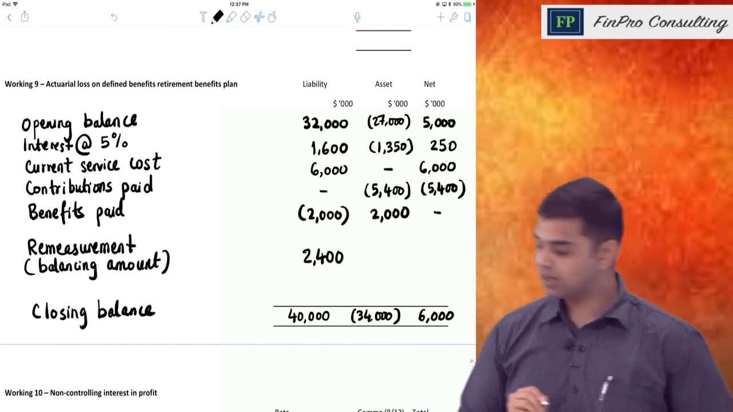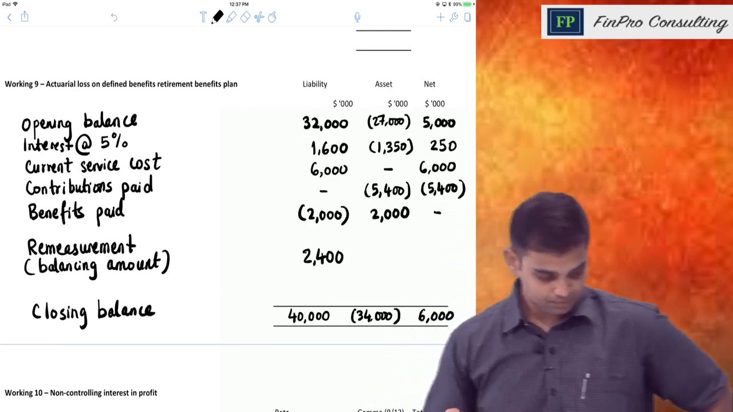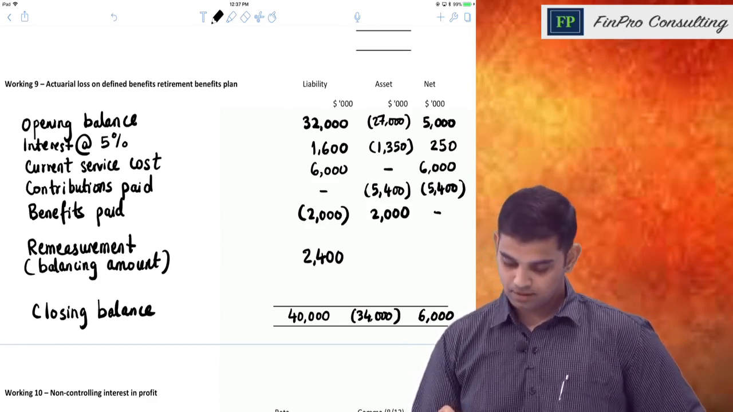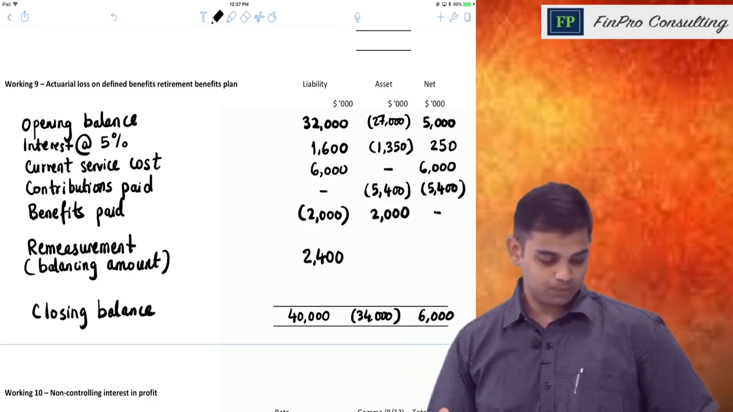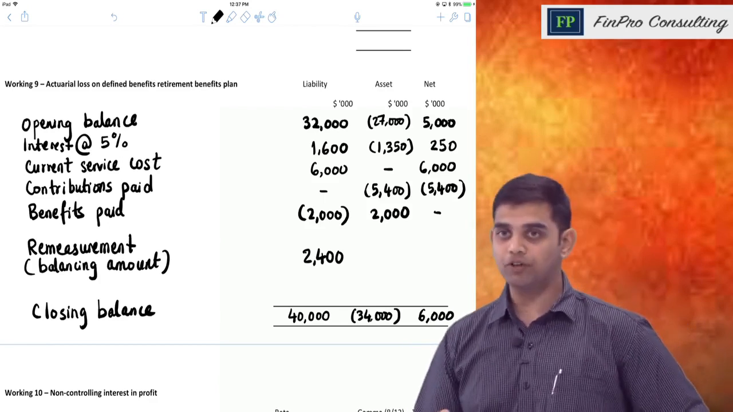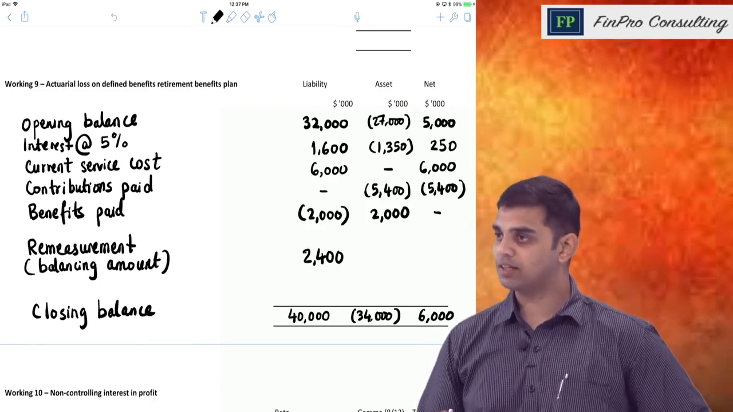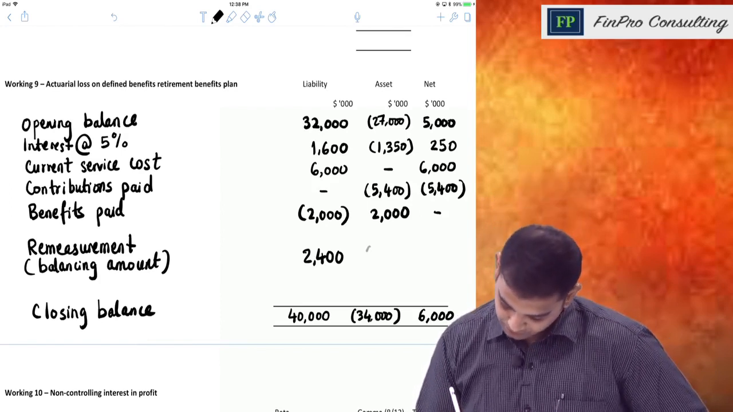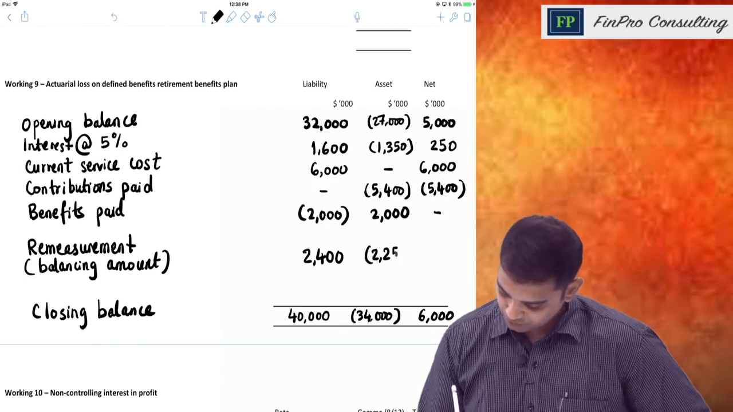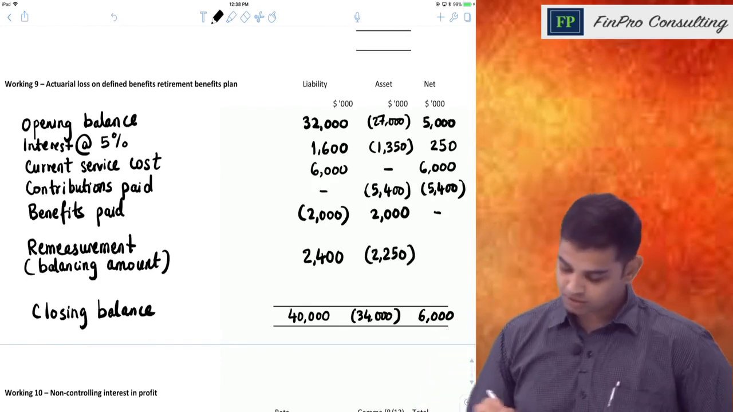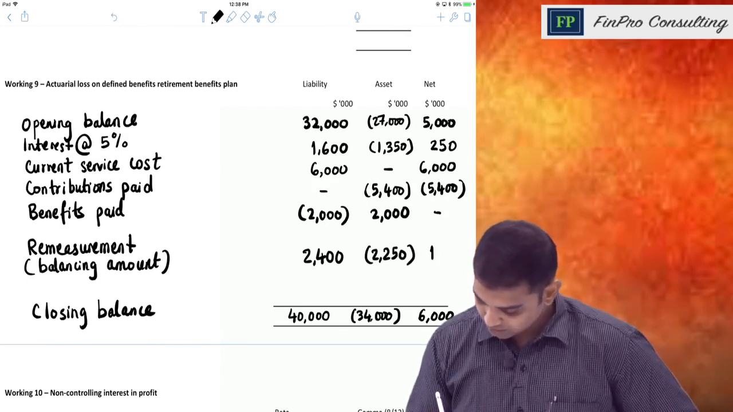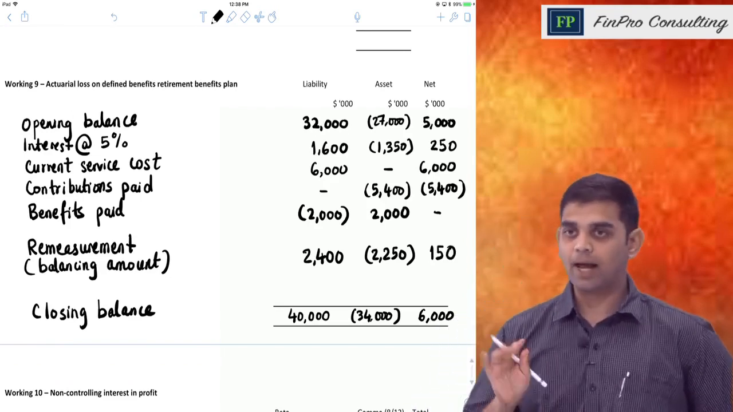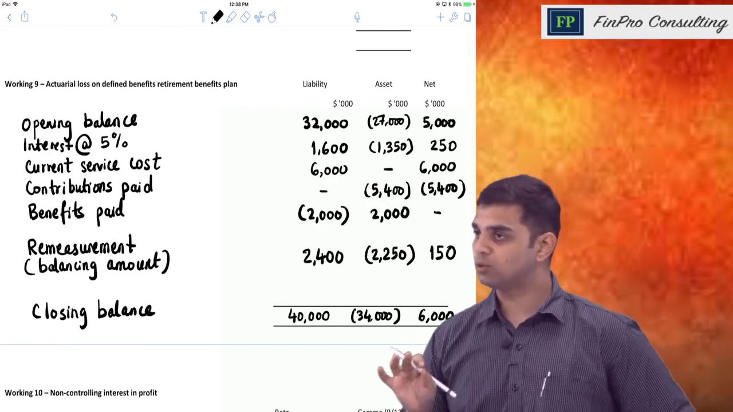Okay. Similarly, do it for asset. Increase in asset. What is the amount? 2,250. Is everyone getting the same answer? 2,250 increase in asset. So I will write in bracket 2,250. So net amount is 150 minus, expenditure. Right? Now I am preparing only P&L and OCI.